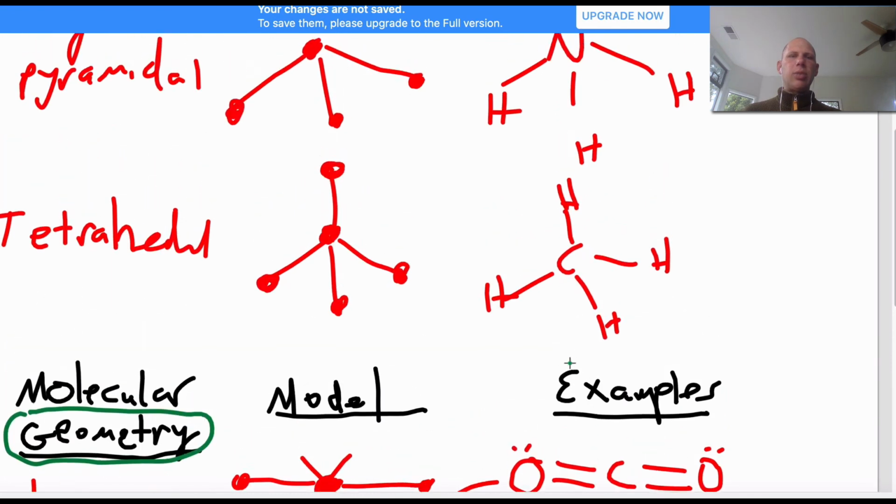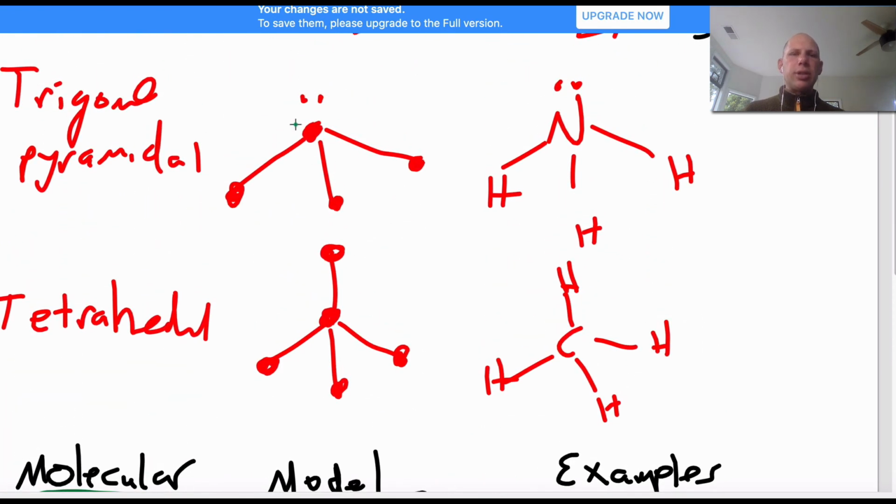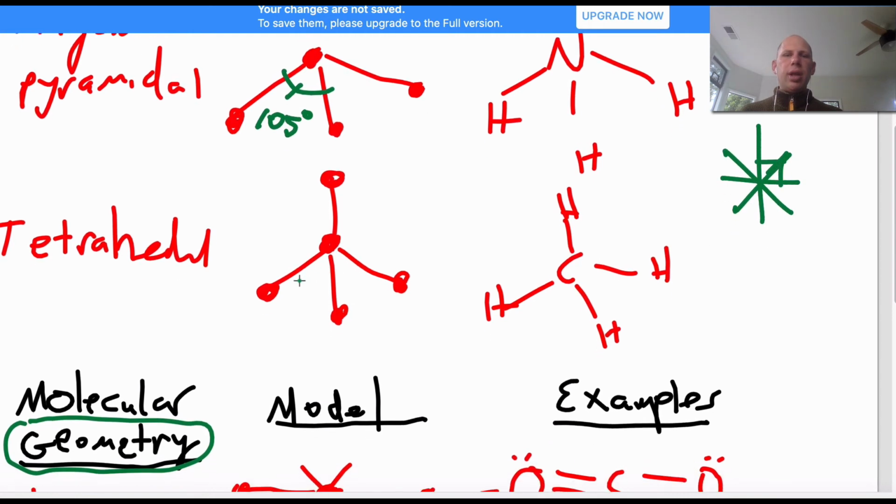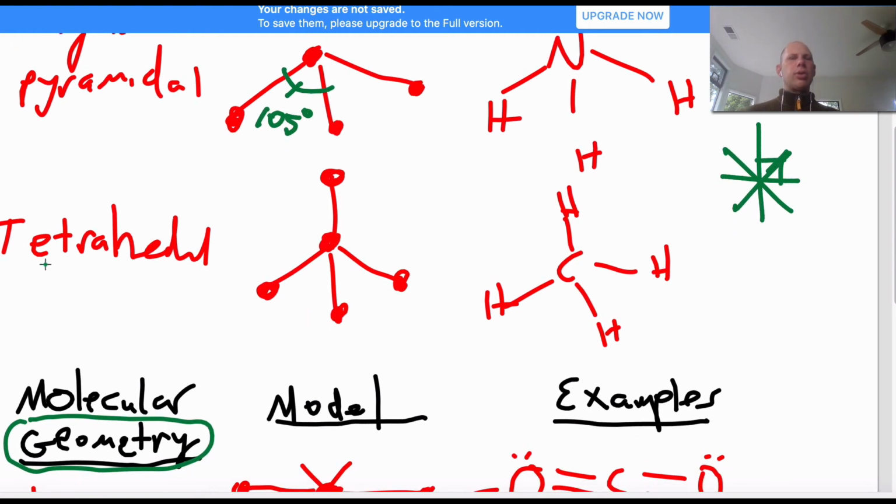And it's going to be less than 120 with trigonal pyramidal because of those lone pairs. And it turns out that that's 105 degrees. And with tetrahedral, remember, it's not going to be 90. Okay, we don't do that. It breaks out into this three-dimensional tetrahedron, kind of like a tripod with a top. And that bond angle there is 109.5.